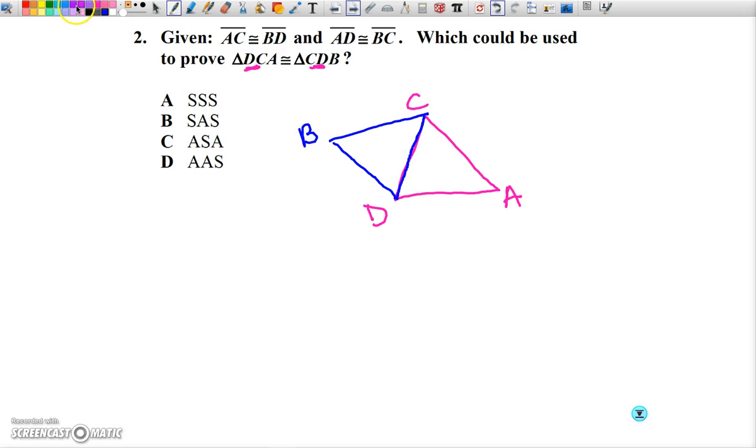So we were given in this information that AC was congruent to BD, and that AD down here is congruent to BC up here, and then they share this side, so that automatically makes them the same. So this would be side, side, side. So A would be your answer.